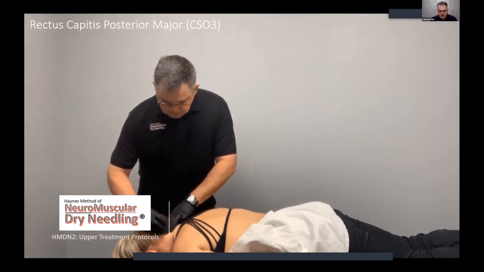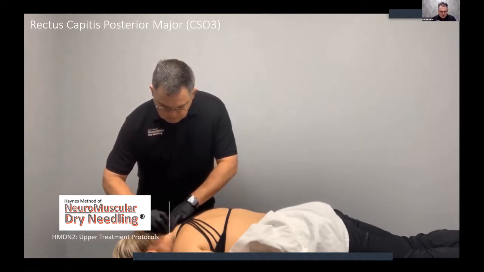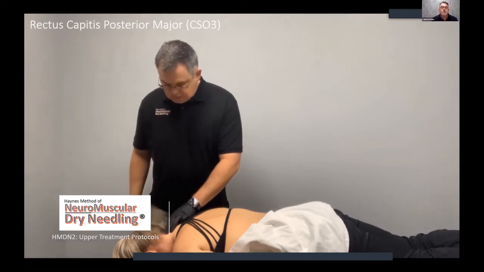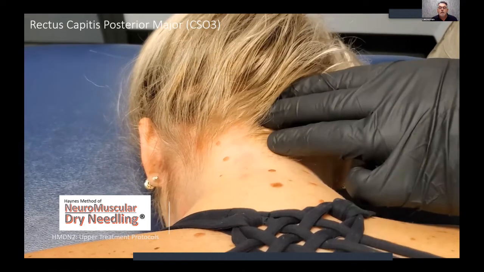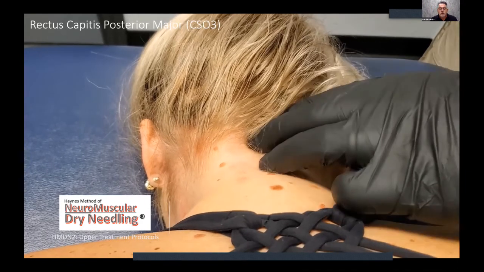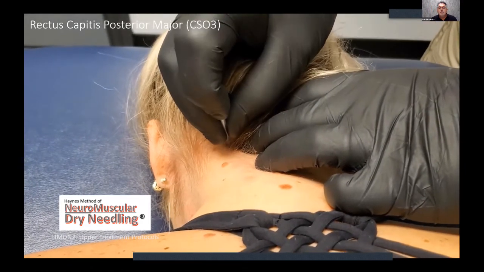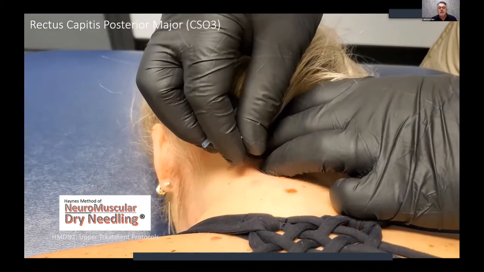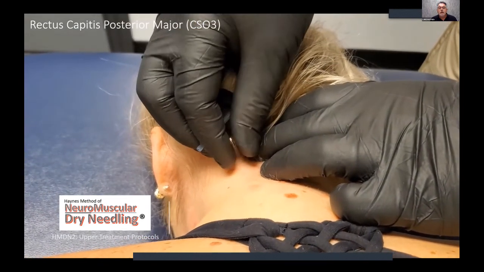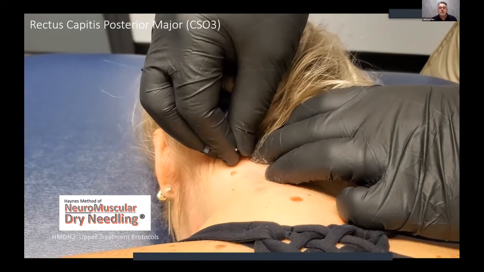So for the posterior major, this one is absolutely a good approach to take. It just doesn't let you get to the posterior minor in a safe approach. So find C2, 1 finger breadth lateral, needle placement location, and then slightly lateral with our needle advancement towards the inferior nuchal line.